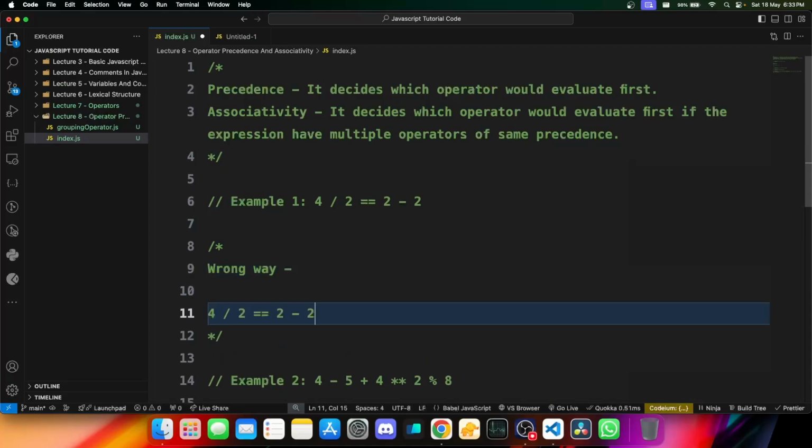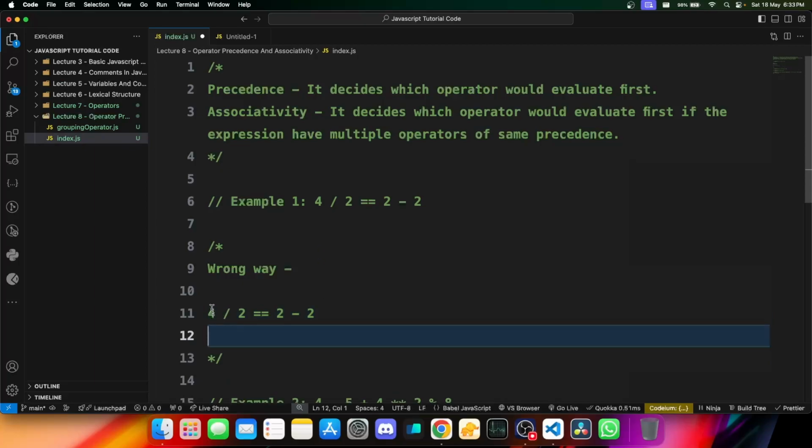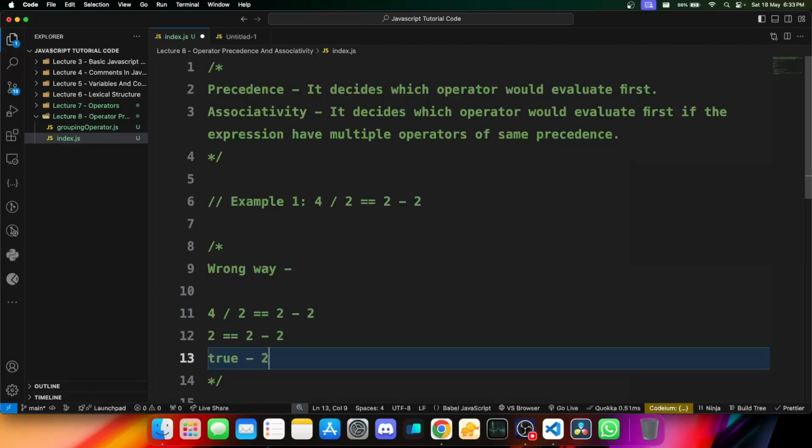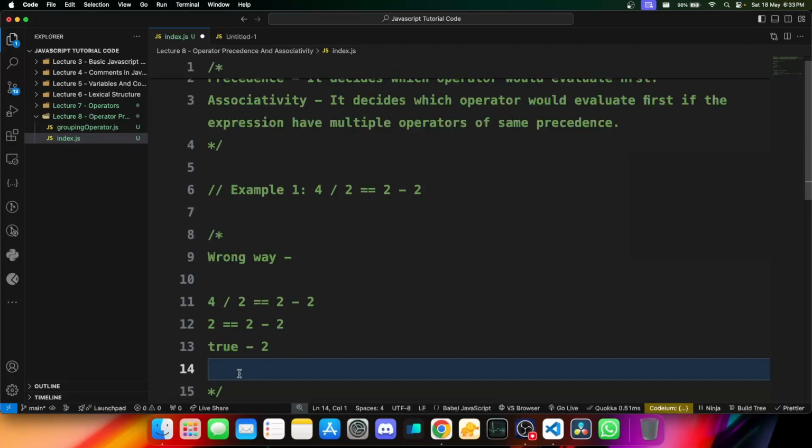Now I'm just gonna paste this example. Now 4 divided by 2 over here, we're gonna solve that first. So 4 divided by 2 is 2. And then we say 2 double equals to 2 minus 2. Next, we are going to solve this one. So this basically becomes 2 minus 2. Now, the first thing you can see over here is a weird result. That weird result is not because you solved in a wrong way, just to be very clear there. This can even happen when you're solving the correct way.